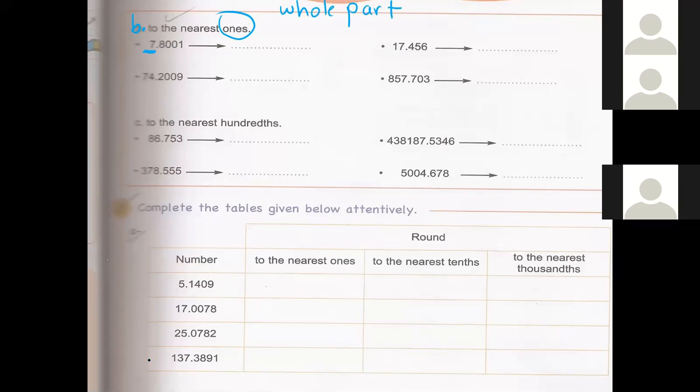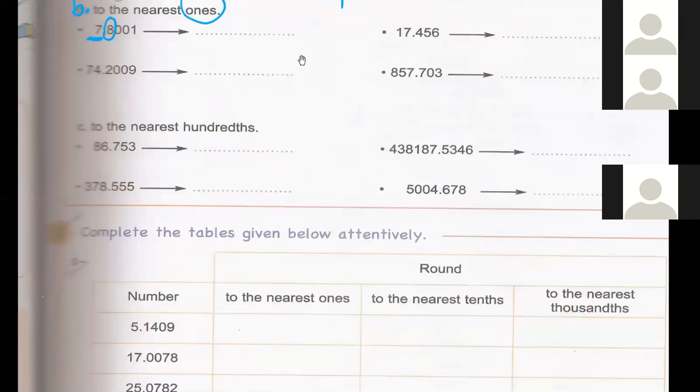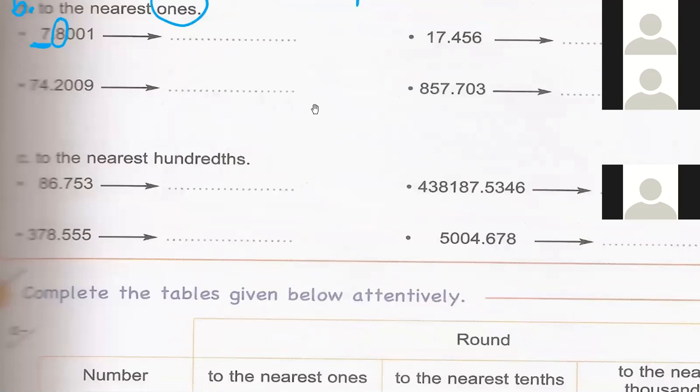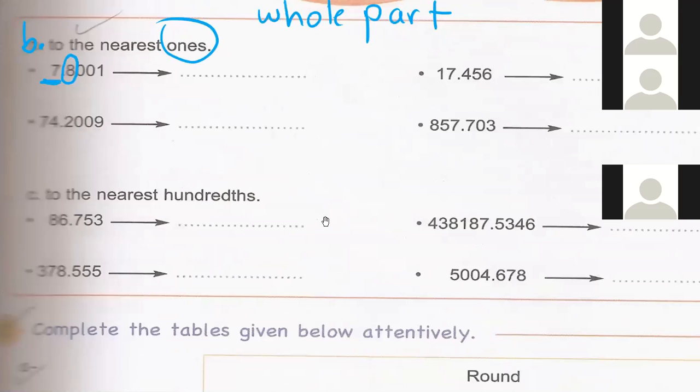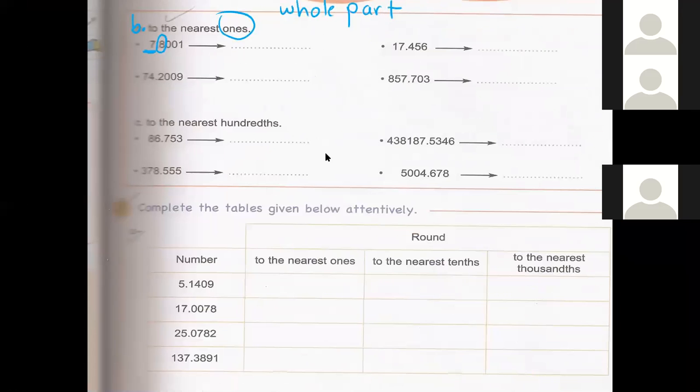It's 7. Then we circle which digit? 8. Is 8 less or more than 5? More than 5. So what shall I do with 7? We add 1 to the 7. So 7 becomes 8.